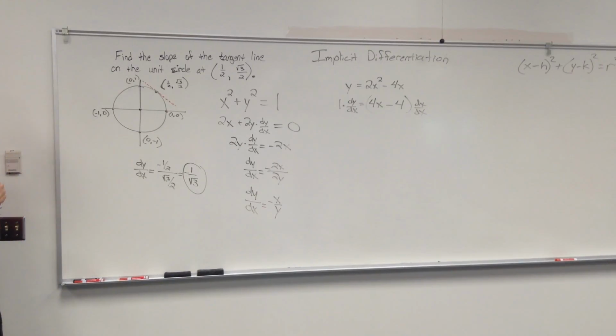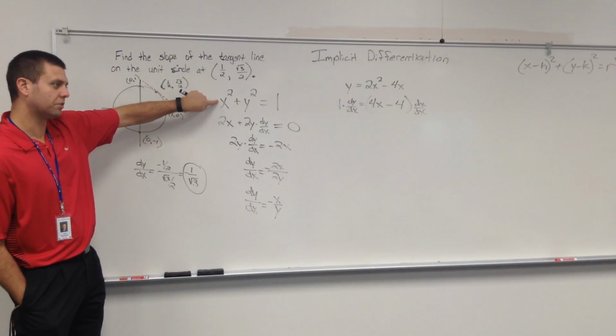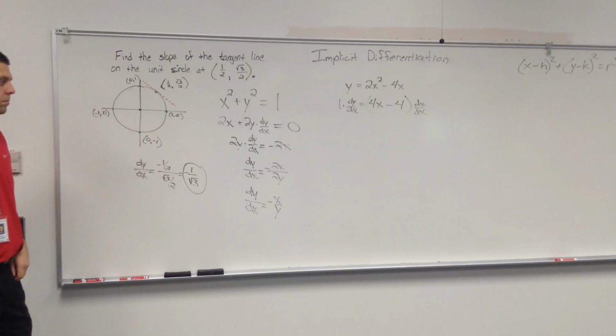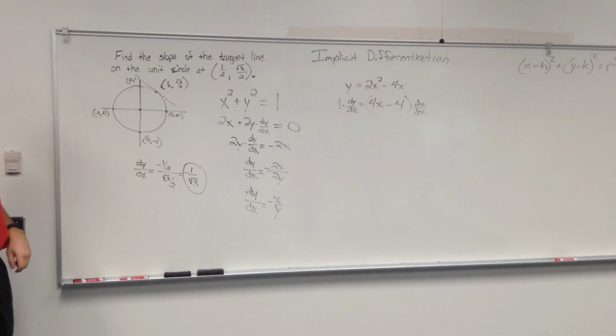So that derivative, negative x over y, is only for the unit circle, right? No. Only for this equation, right here. So it could be any circle, right? Because the 1 eventually goes to 0. For any circle.